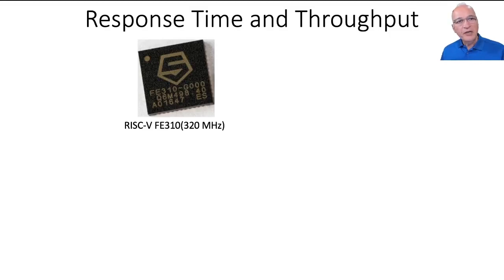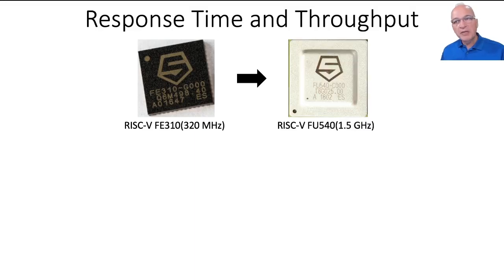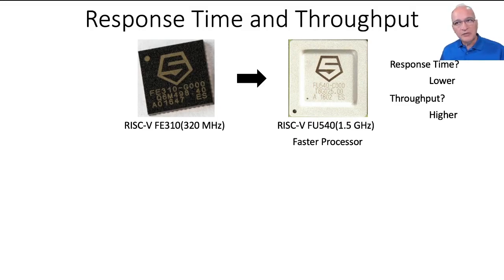For example, if I have the RISC-V FE310, which runs at 320 megahertz, and I replace that by the RISC-V FU540, which runs at 1.5 gigahertz, so a processor that has a much faster clock speed. So this is a much faster processor. What will happen with the response time? The response time will be lower, which means that I can finish a task in a shorter amount of time. But the throughput will be higher because I can do more tasks per unit of time.